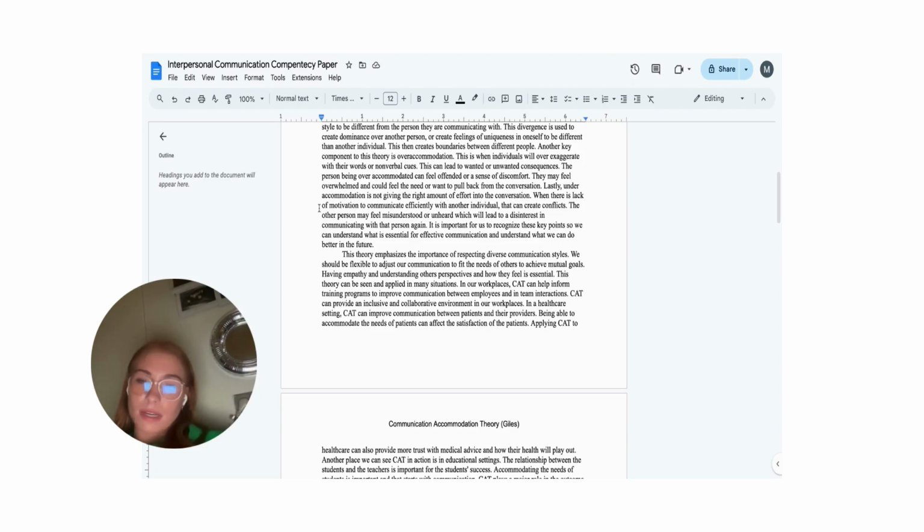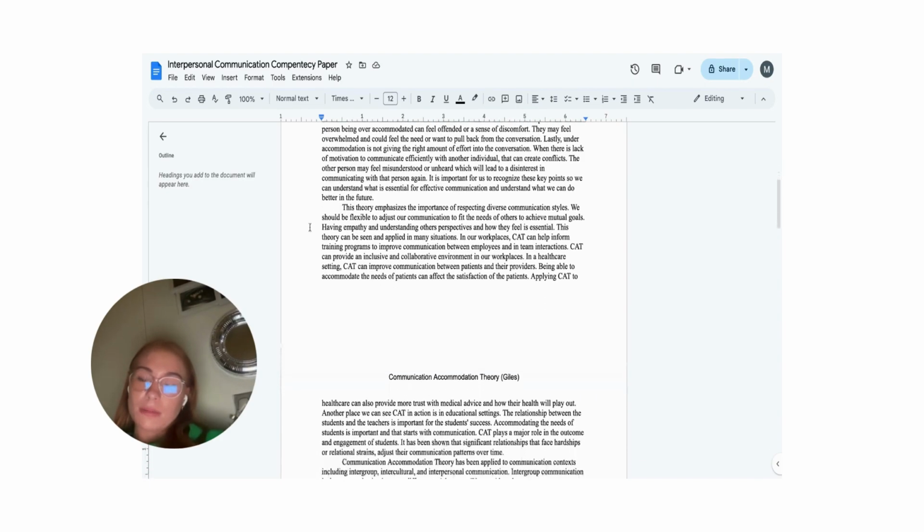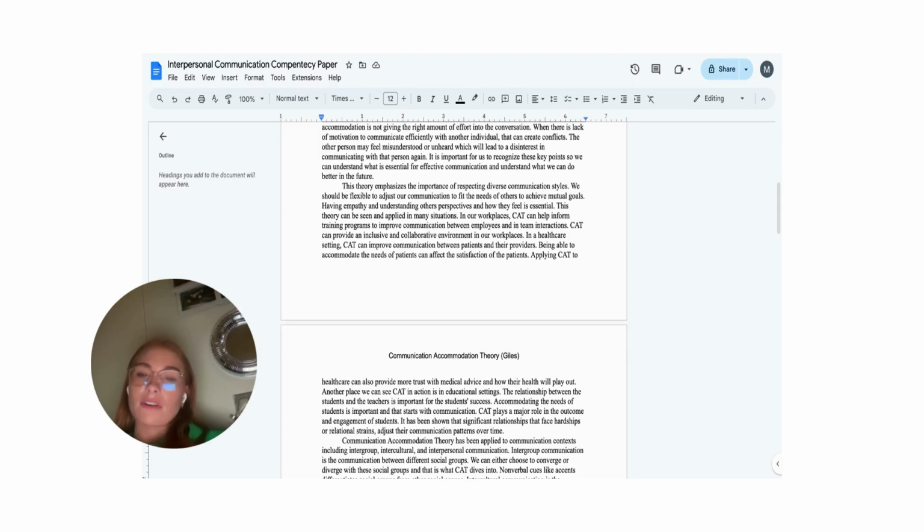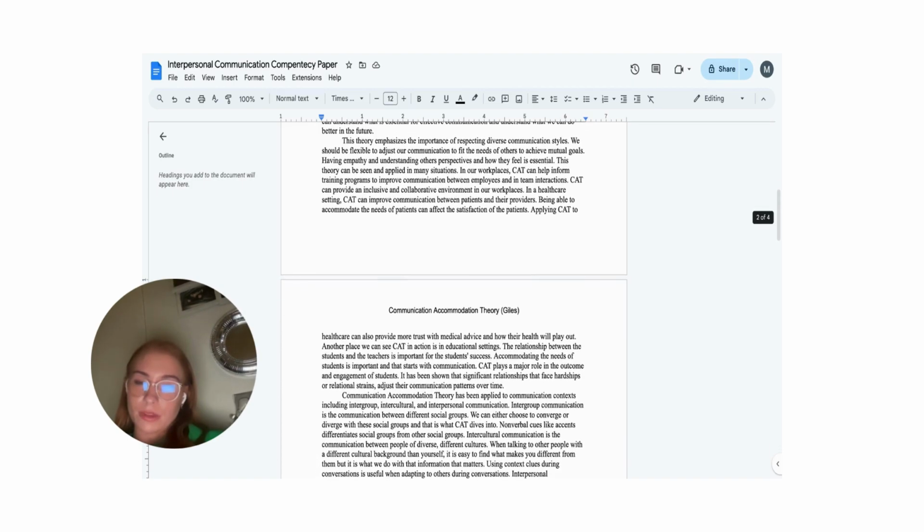Lastly, under accommodation is not giving the right amount of effort into the conversation. When there is a lack of motivation to communicate efficiently with another individual, that can create conflicts. The other person may feel misunderstood or unheard, which will lead to a disinterest in communicating with that person again. It is important for us to recognize these key points so we can understand what is essential for effective communication and understand what we can do better in the future.